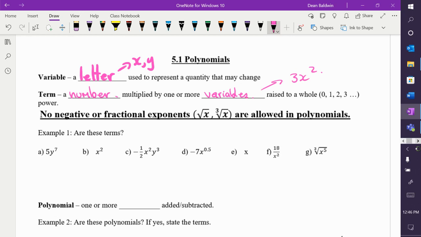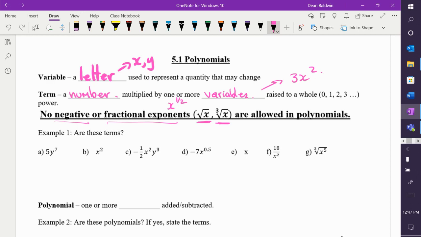However, you are not allowed to have negative or fractional exponents for it to be a polynomial or a term. Fractional exponents, you don't study those until grade 11. So you just have to remember, if you see a fractional exponent like x to the power of a half, or the square root of x, the cube root of x, the fourth root of x, those are fractional exponents, because a fractional exponent actually means the root. But that's not part of this course. If you see that, you know it's not a polynomial.